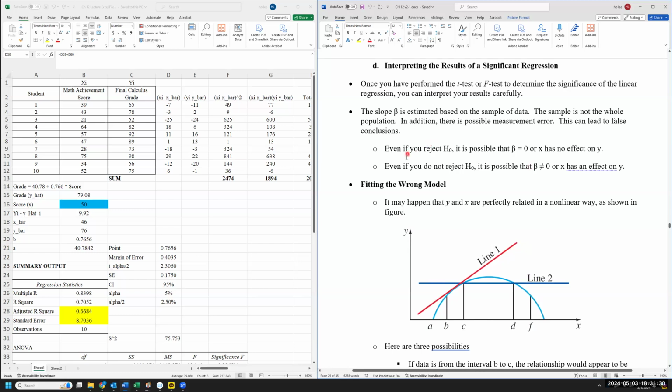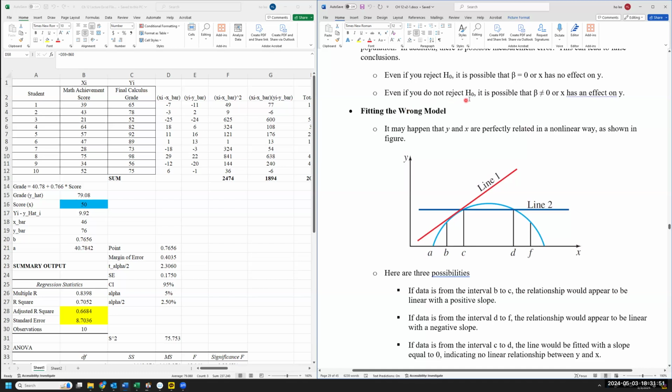In addition, there may be possible measurement error. So this can lead to false conclusions. Again, as I just stated, even if you rejected H naught, meaning you rejected the fact that beta is equal to 0, it is possible that beta indeed is 0 and X has no effect on Y. Or opposite day is true. Even if you do not reject H naught, it is possible that beta does not equal 0, or X does indeed have an effect on Y.